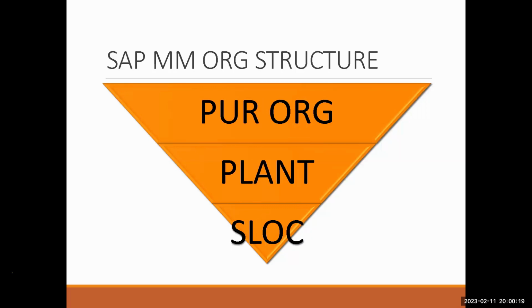purchasing organization, then plant, then storage location. So our top organization structure is the purchasing organization, and our lowest organization structure will be the storage location. Okay, so in MM the maximum data will be stored at the purchasing organization level. Some data will be stored at the plant level, but the least data will be from the storage location.